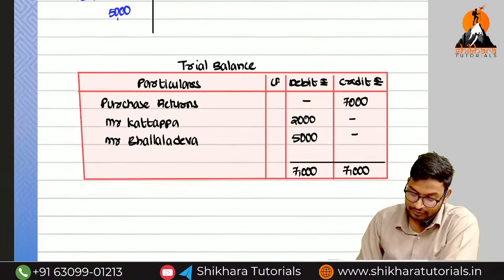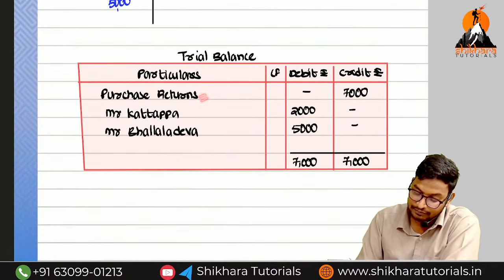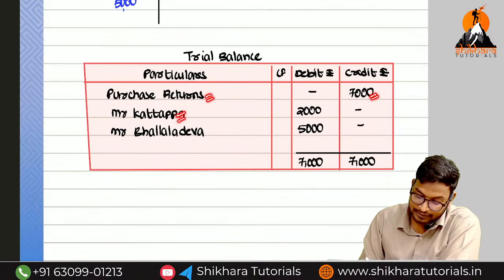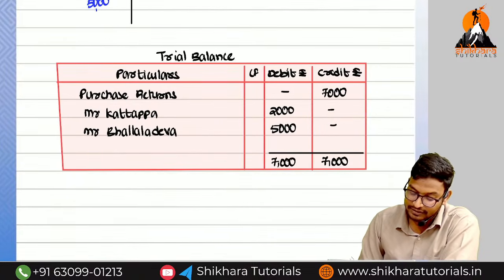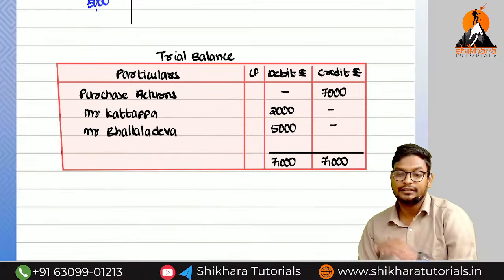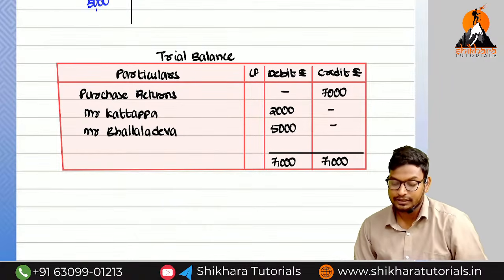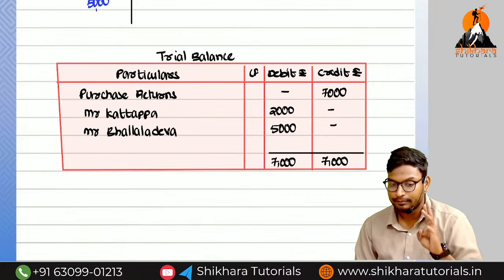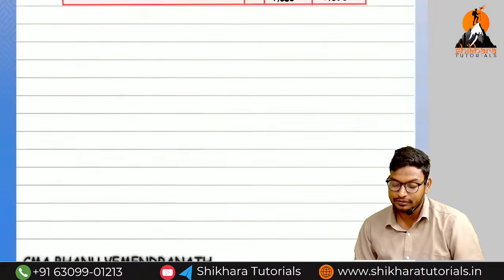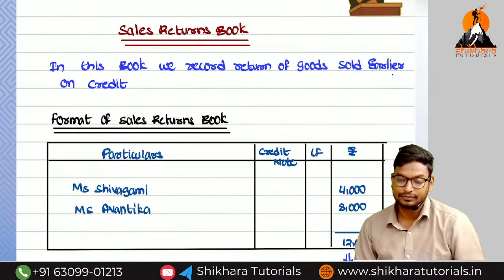Simple. So in the trial balance, purchase returns will be on which side? Credit side. Kattappa and Ballal Deva balances will be on which side? Debit side. So like that we need to post by using subsidiary books. So till now we have discussed three books: purchases book, sales book, purchase returns book. Next we are going to discuss the sales returns book. Simple.